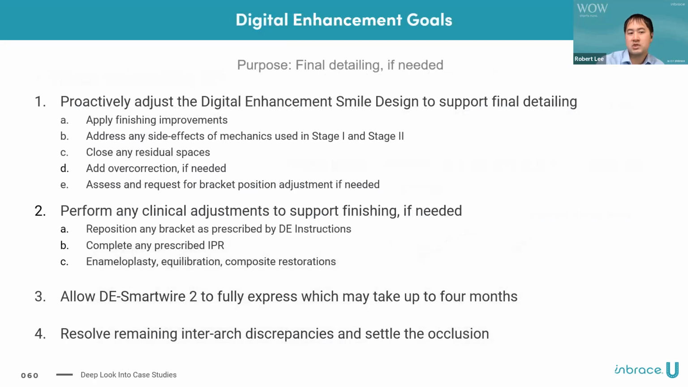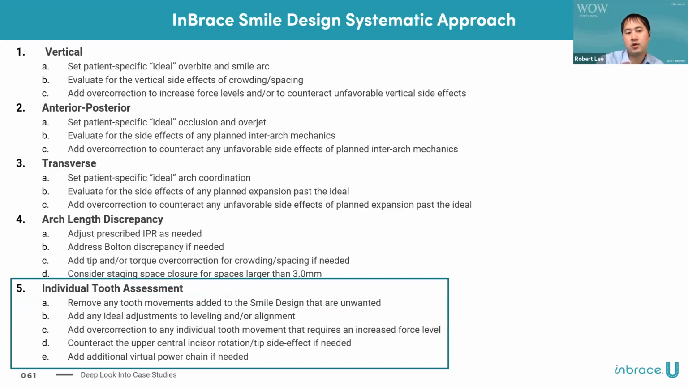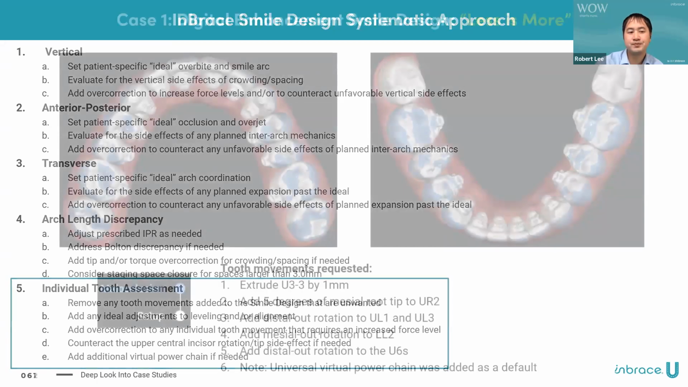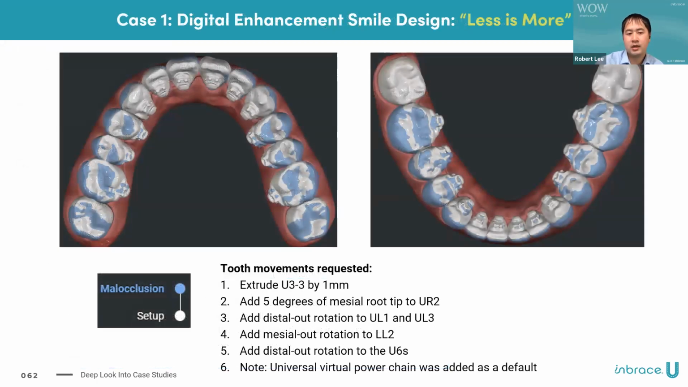With DE, the first step is just to do that proactive DE smile design, where quite often the first 4 of the 5 steps you can generally skip because they should have already been resolved. Even in this case, the first 4 steps were essentially skipped. So the main thing we're looking at here is the minor detailing. You're trying to leave as many teeth still as you can. The only movements we added here is we extruded upper 3 to 3 by a millimeter. This is partially due to the over extrusion of the upper 4s, so we're trying to gain a little bit more overbite back.